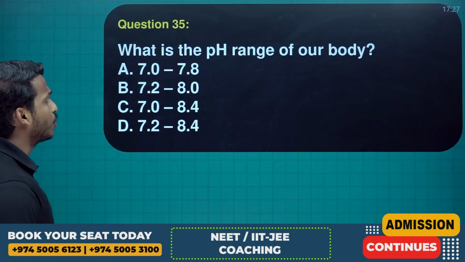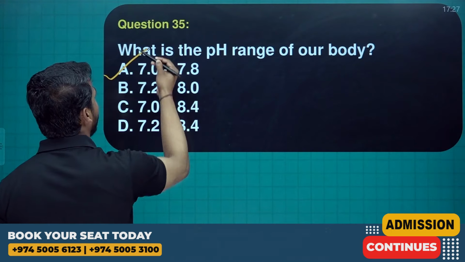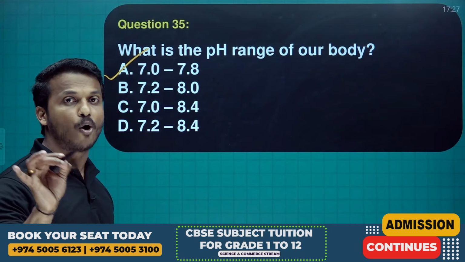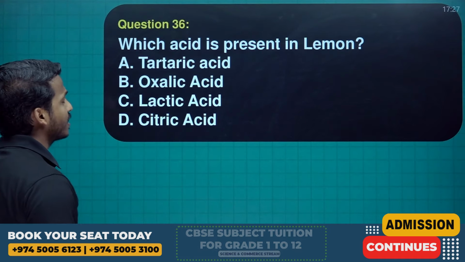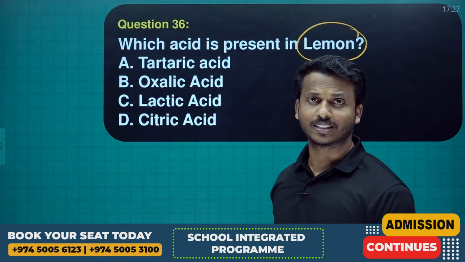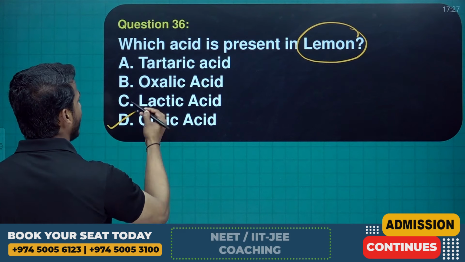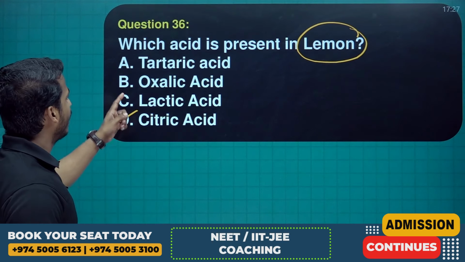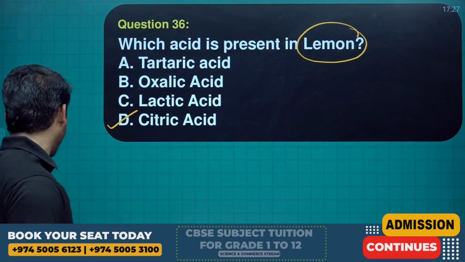Now, what is the pH range of our body? We studied in class, the pH range of our body is 7 to 7.8. Which acid is present in lemon? Very simple question. Tell me, my dear student, which acid is present in a lemon? Citric acid, right? And lactic acid is not there. Oxalic acid in tomato, tartaric acid in tamarind.